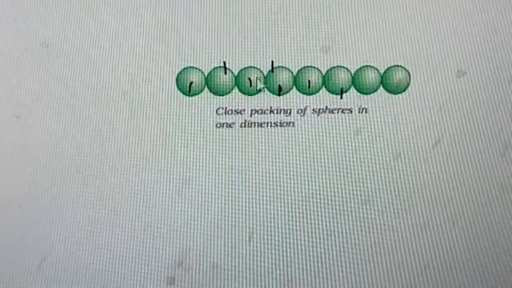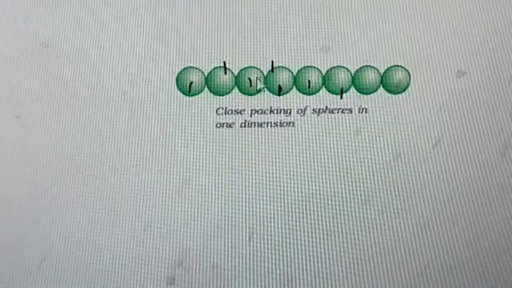So coordination number means nothing but the number of nearest neighbors of a particle, or simply the number of adjacent particles for a particular atom in a crystal lattice or in a close packing. Now in this 1 dimension, the coordination number is 2, because each and every atom is surrounded by only 2 of its neighbors.